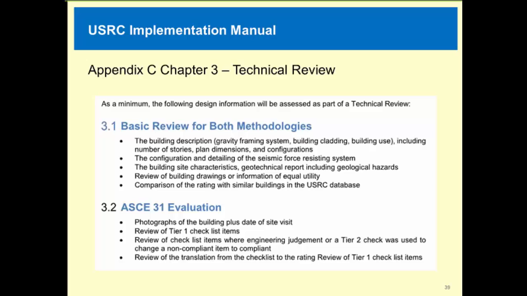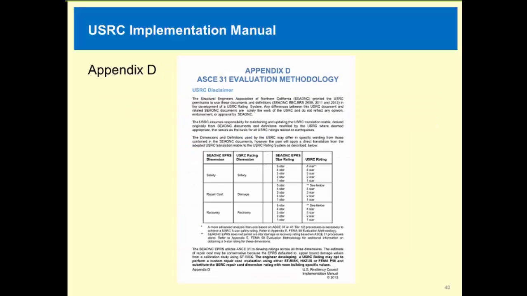So if you just had a Tier 1 checklist and a few of the items would have been non-compliant for the quick stress checks, by doing a higher-end analysis, going to Tier 2, you could show that these previously non-compliant items are actually compliant. So the USRC wants to see that process of verifying that Tier 1 non-compliant items were deemed to be acceptable. And then finally, like I said, providing that list of all items from the Tier 1 that had been switched over to be compliant. So that was Appendix C, and then we go to Appendix D.